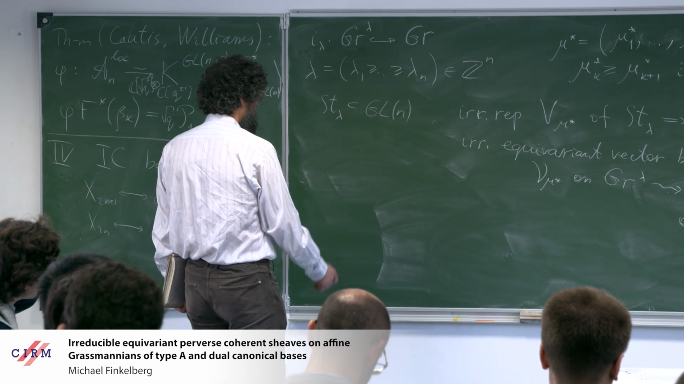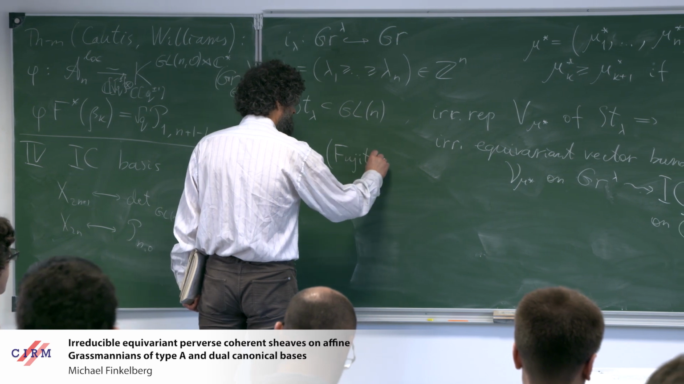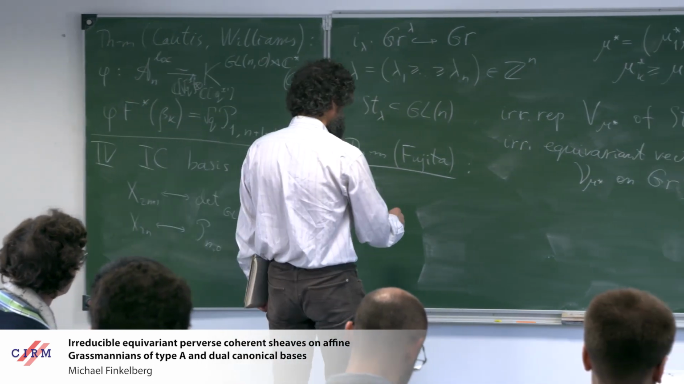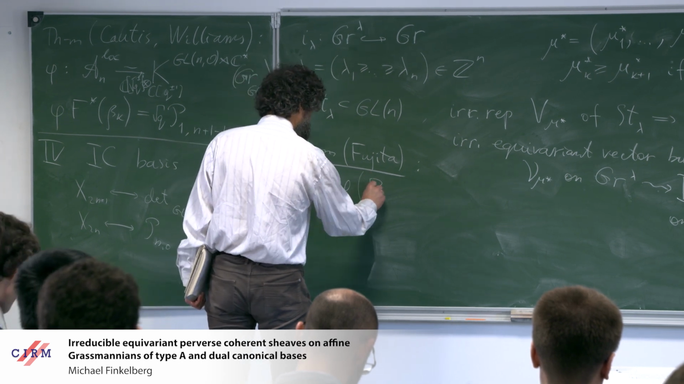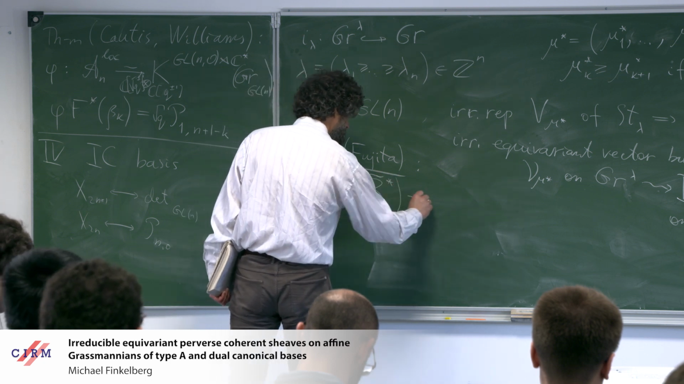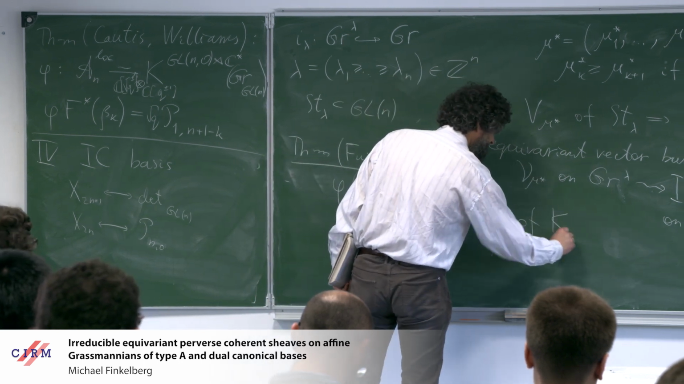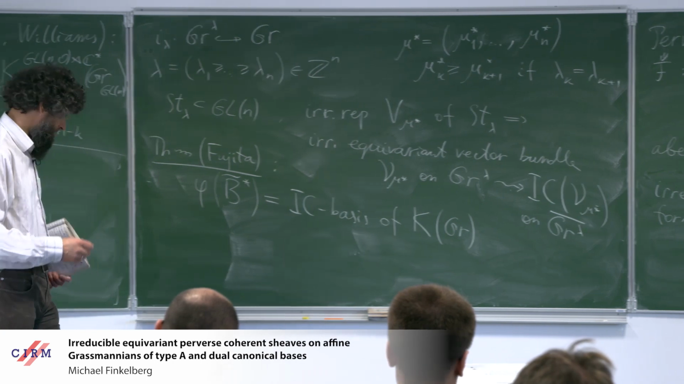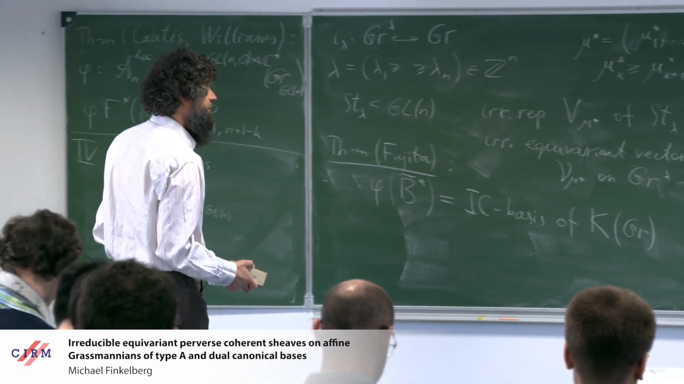Okay, and now the theorem due to Ryo Fujita is that under this isomorphism of Cautis and Williams, the dual canonical basis is the IC basis of the equivariant K theory. Okay. And now let me prove it in the remaining 5 minutes.